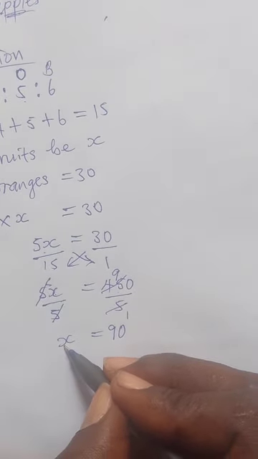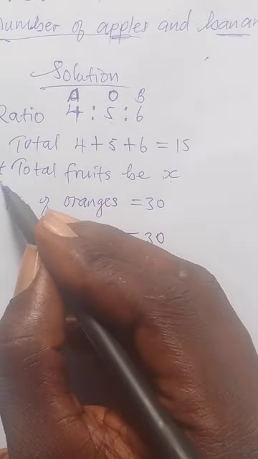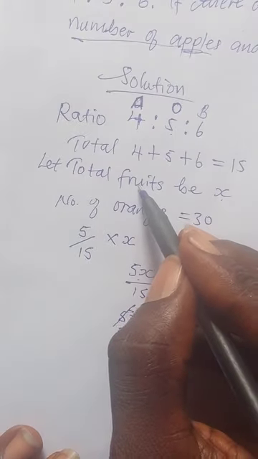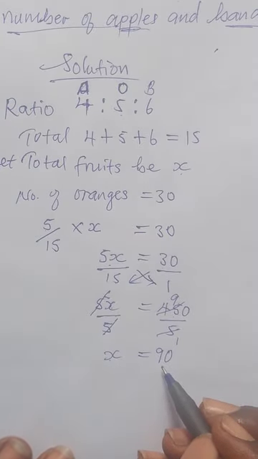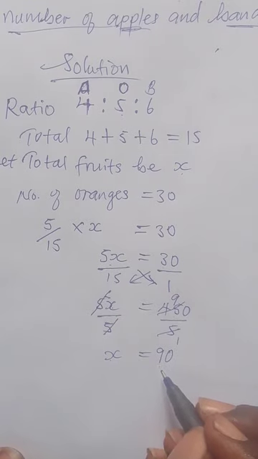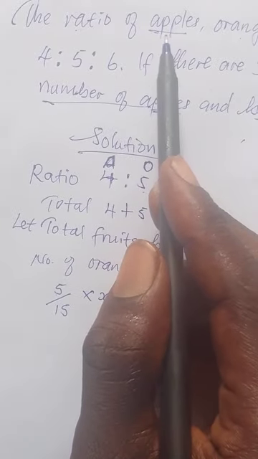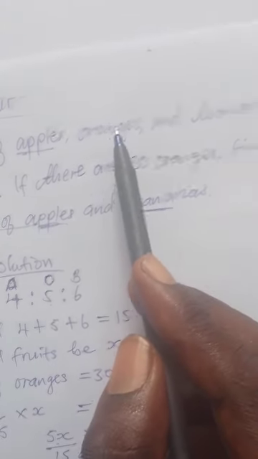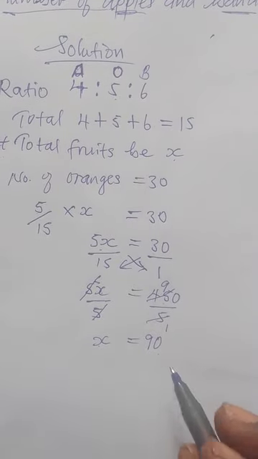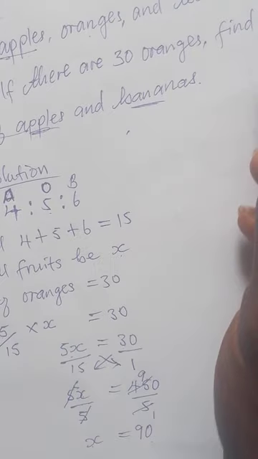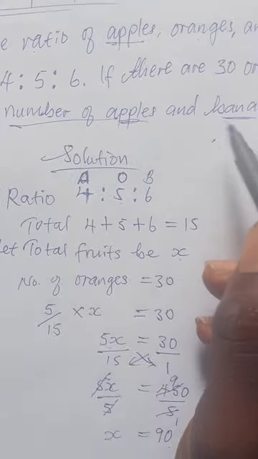So I now have my x, but what did we say x should represent? Let total fruits be x. So we now have the total number of fruits shared, or the total number of fruits is x. That is, when we added the number of apples, the number of oranges, and the number of bananas, we have 90. So the question is asking us to find the number of apples and bananas.